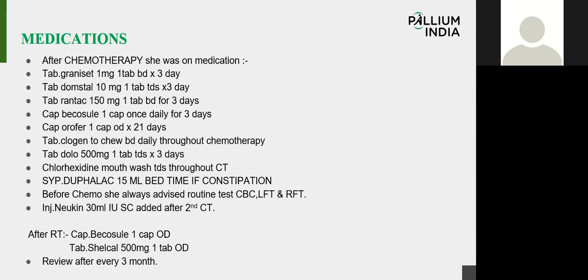If constipation occurs. Before chemotherapy, she was always advised routine blood tests, CBC, LFT, and RFT, and injection Nukin 30 ml international units subcutaneous added after the second chemotherapy. After radiation therapy, she was advised capsule Becosules 1 capsule OD and tablet Shelcal 500 mg calcium, 1 tablet OD for the next 3 months. She was advised review in OPD after every 3 months.